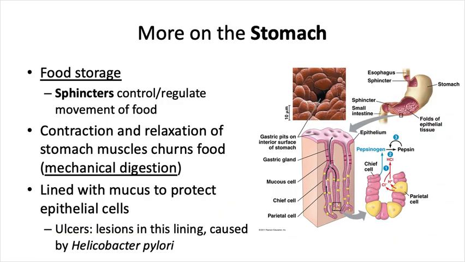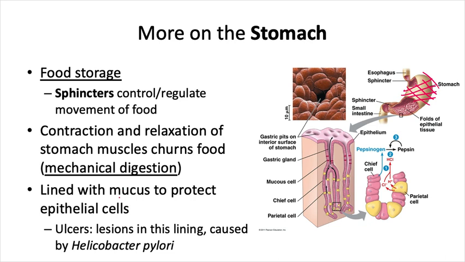One is it stores food. Food doesn't just pass through the stomach, it holds a lot and it's squirted in small little bits into the small intestine. And the sphincters, the cardiac and the pyloric sphincter, control the movement of food in and out of the stomach. There are skeletal muscles also. There are muscles lining the surface of the stomach.